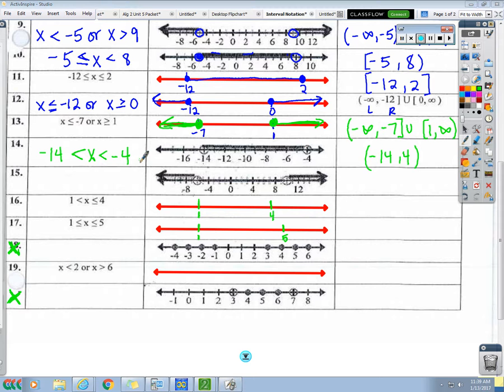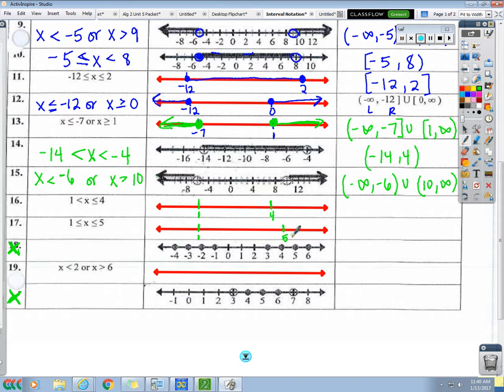Number 15, we have an OR inequality because your solutions are less than -6 or you have solutions greater than 10. Okay, so over here you have to write two separate things. The solutions right here go from negative infinity to, and then parenthesis, and then they also go from, and both of them parenthesis.